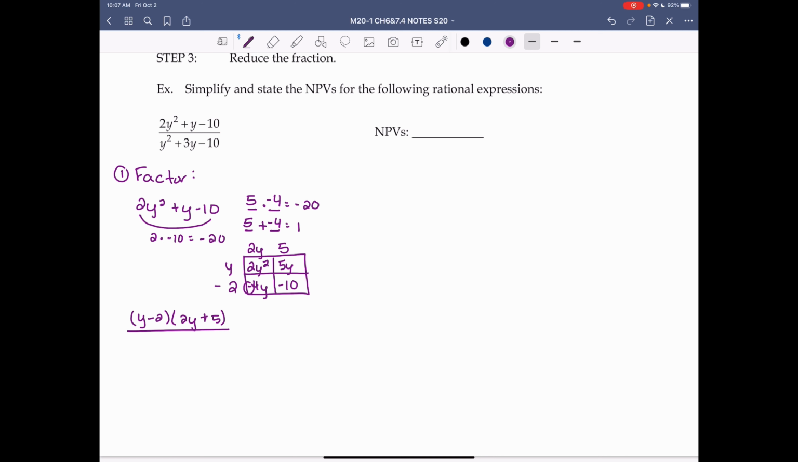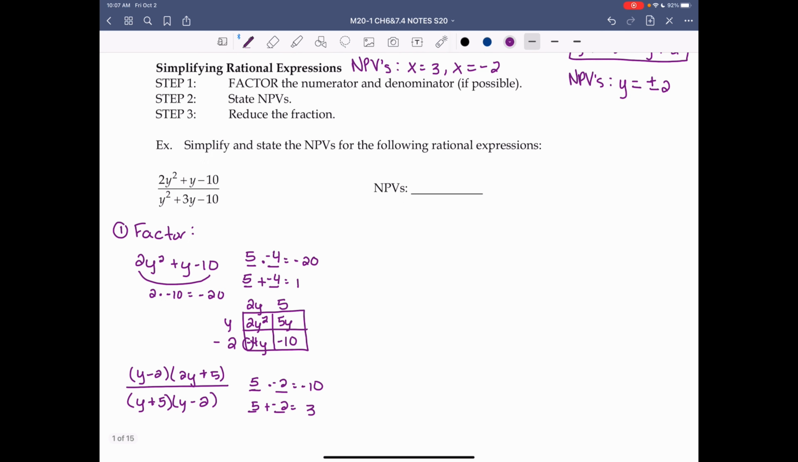We need to factor our denominator. It's a basic trinomial, y squared plus 3y minus 10. So we want two numbers that multiply to give us the c value, which is negative 10, and add to the b value, which is 3. They would have to be opposite signs, and the positive one would have to be bigger. So 5, negative 2. It factors to y plus 5, y minus 2. So we have it factored.